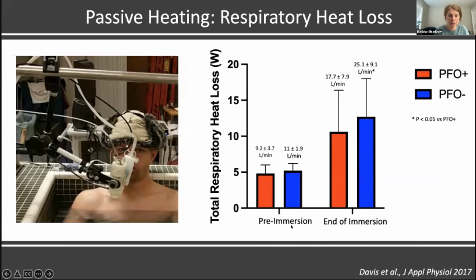You can see pre-immersion, there's no difference in total respiratory heat loss, and there's no difference in minute ventilation. But if we look at end of immersion, even though it's not significantly different, there's slightly higher respiratory heat loss in our PFO negative group, but that's really being driven by the significantly higher minute ventilations that we also saw in the last slide. So per breath, both groups are able to lose the same amount of heat. The PFO negative subjects are just breathing more than the PFO positive subjects.